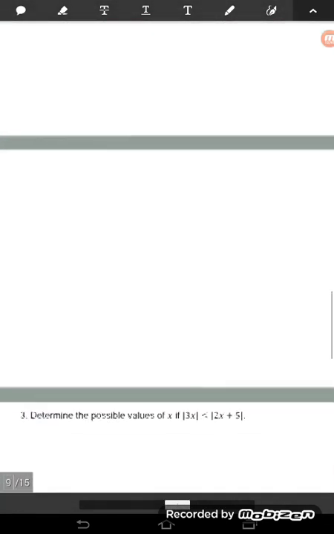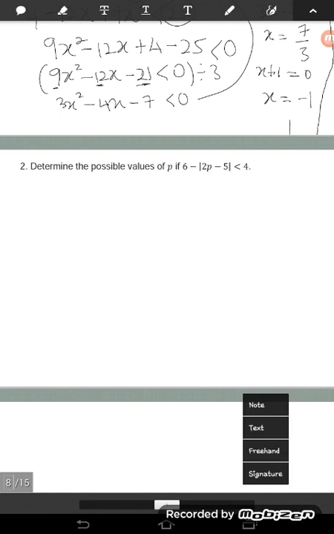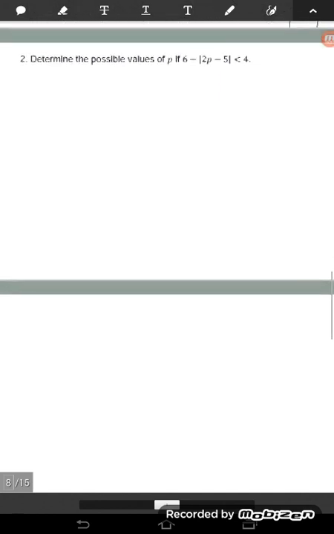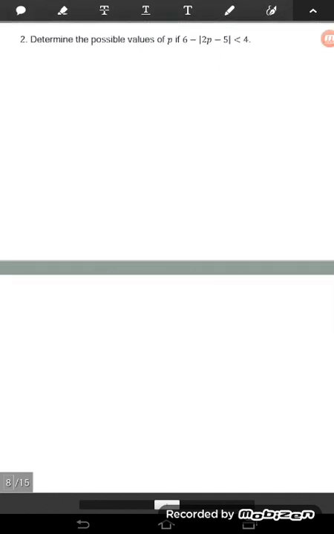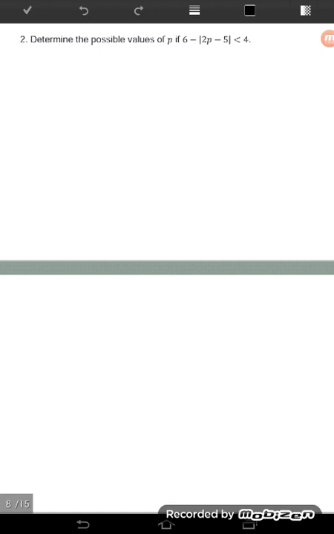Okay, so second example. Determine the possible values of p if 6 minus modulus 2p minus 5 is less than 4. So 6 minus modulus 2p minus 5 less than 4. Here there is 6 and negative 1.